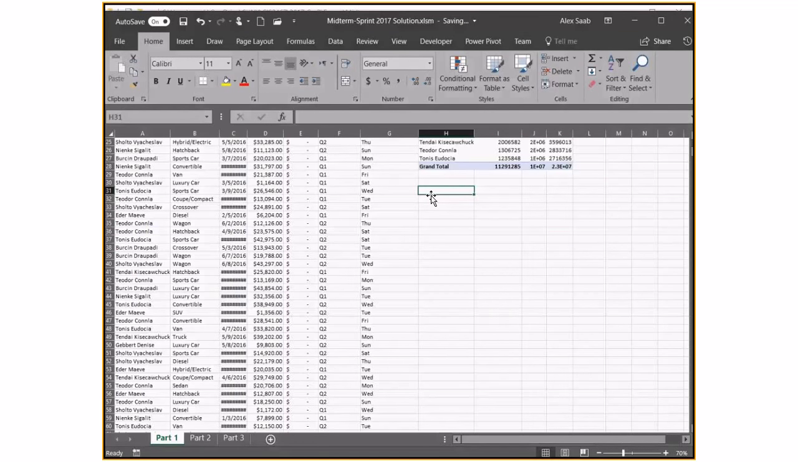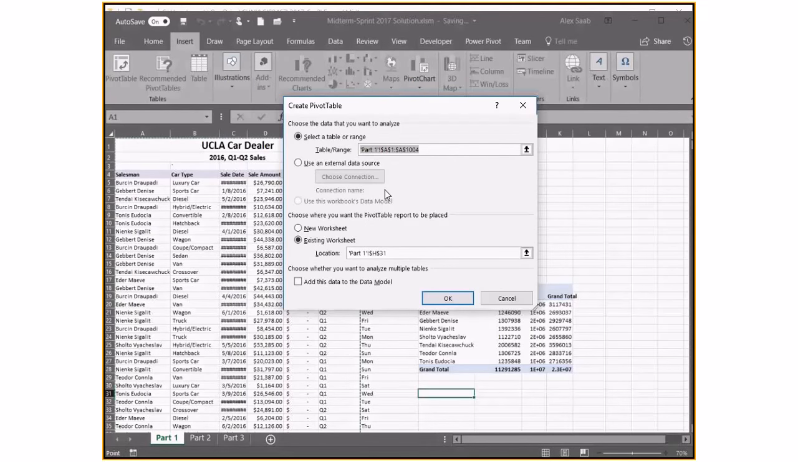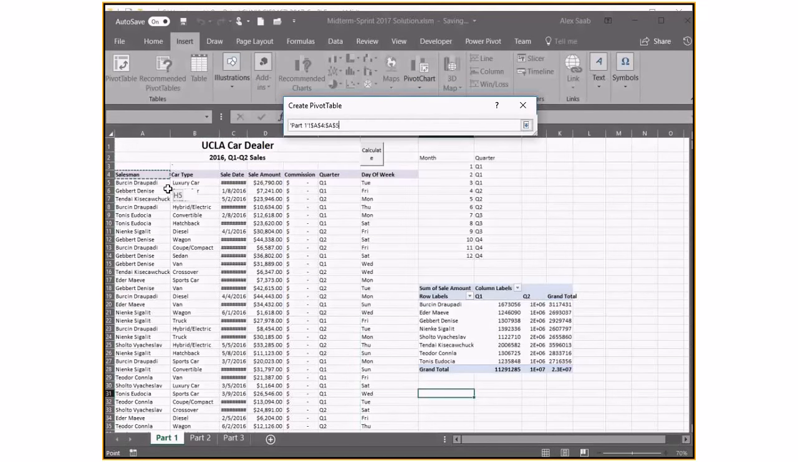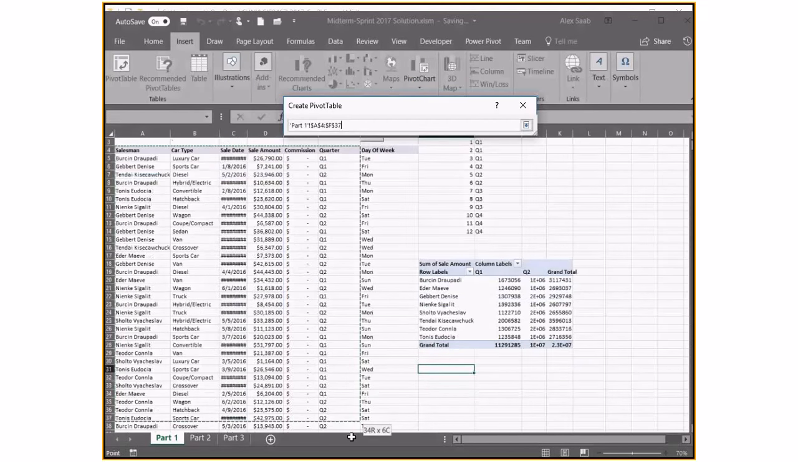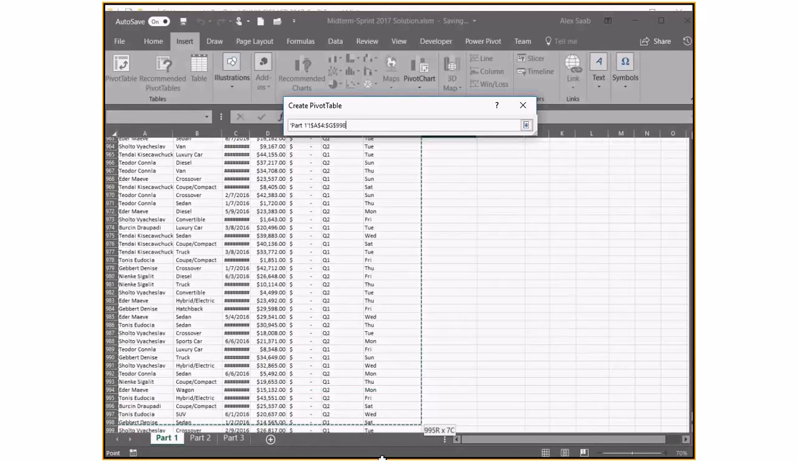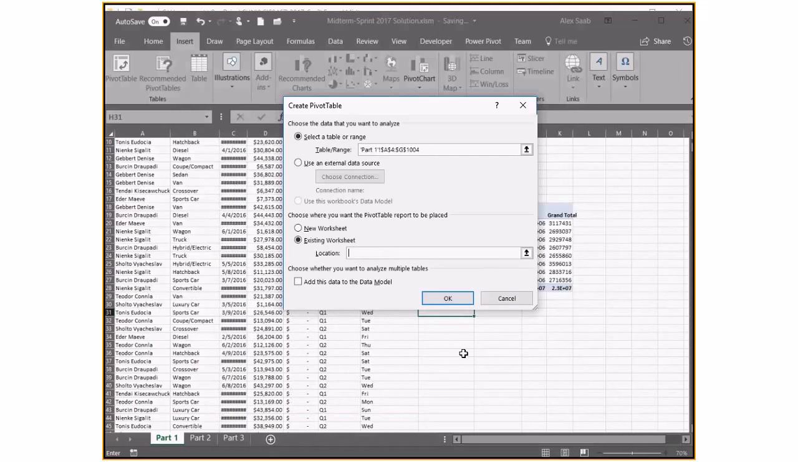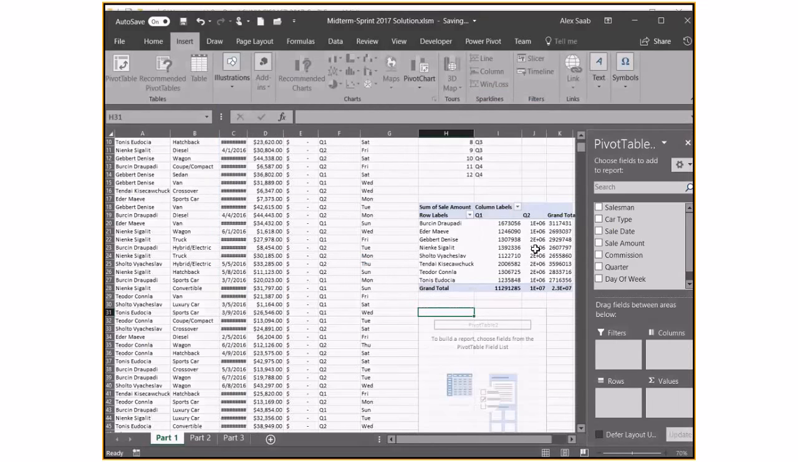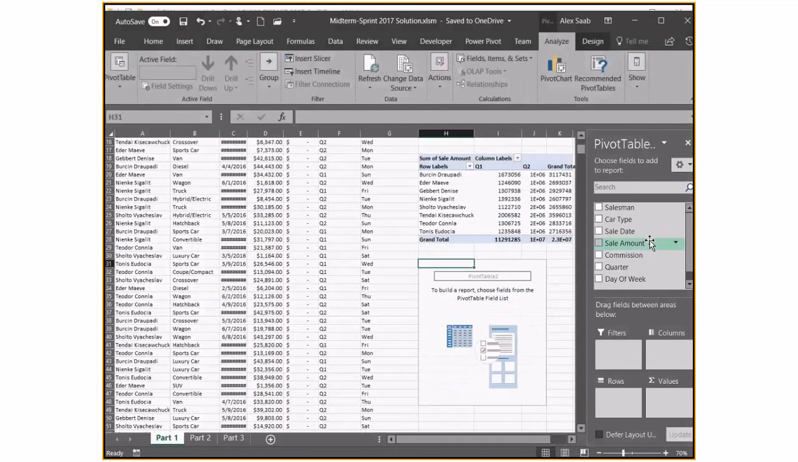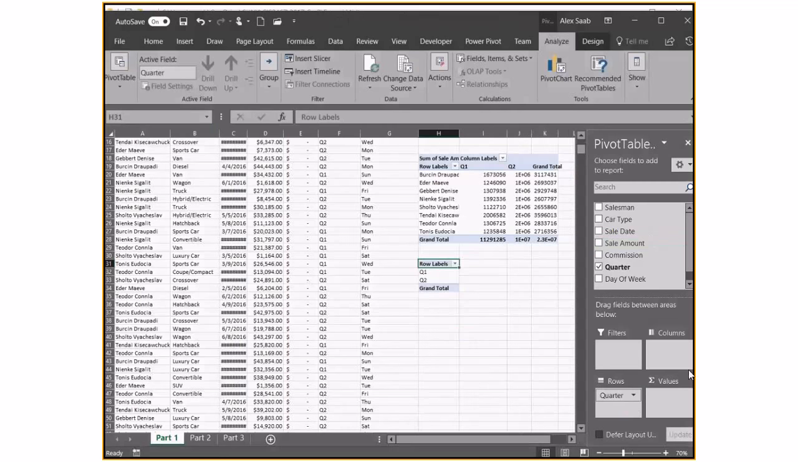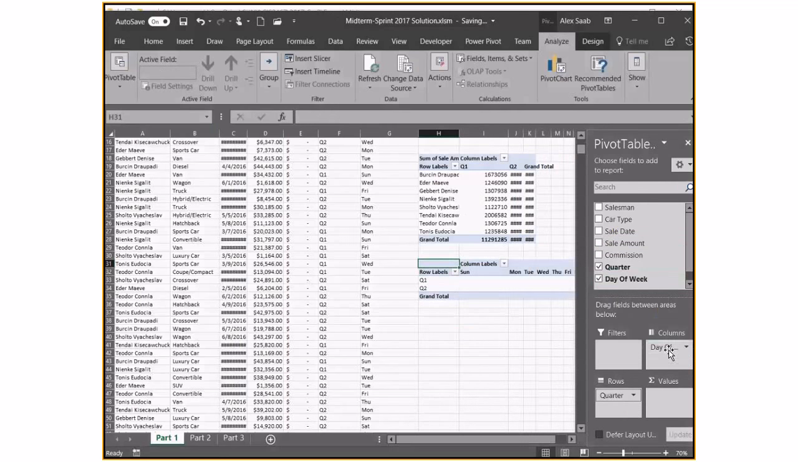Insert pivot table. So the data range is from an existing worksheet. We'll put it right here. Yes. Okay. So you'll simply put the quarter in the rows, and the day of the week in the columns, and the sale amount is the total value. Sales amount and total value.